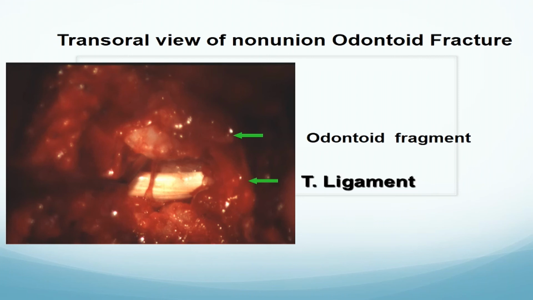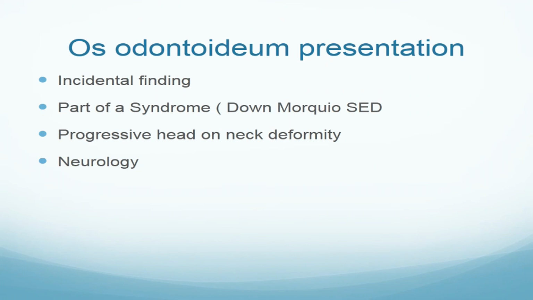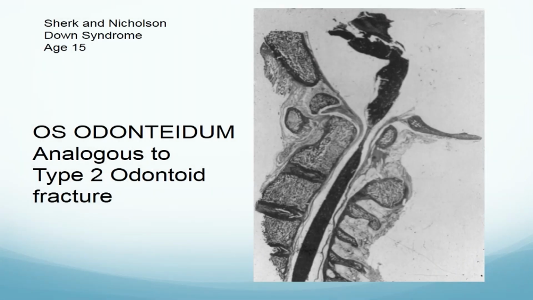We in the spine think we're different. We think it's the spine. The bone and ligament rules are the same for every joint. Interposition of soft tissue is a big problem. Any joint. So, os odontoideum, we may never know it happened. It may be part of a syndrome. You heard yesterday, if you've got a Morquio or SED, every one of them has an os odontoideum. Progressive in head and mouth, and some of them have neurology.